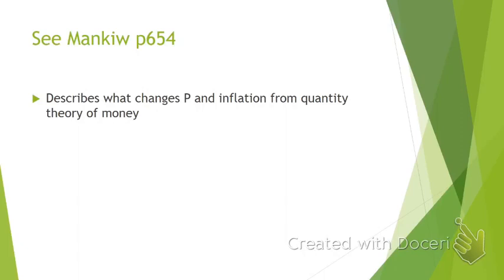The velocity, you can see, has remained stable. The nominal GDP and the money supply have grown dramatically over this time, so there's been a lot of growth. The money supply has also grown. Velocity of money has stayed the same. Any questions?